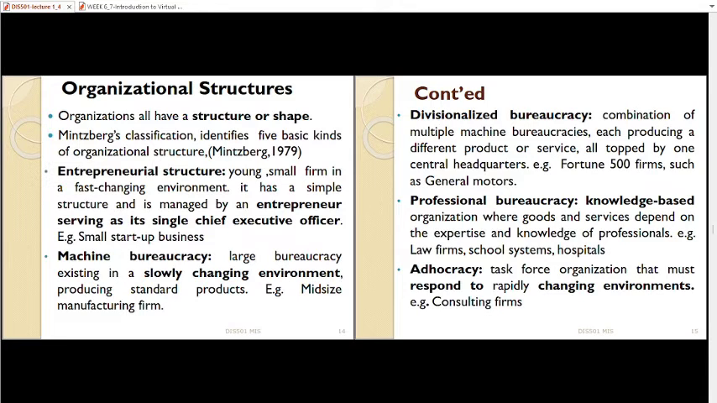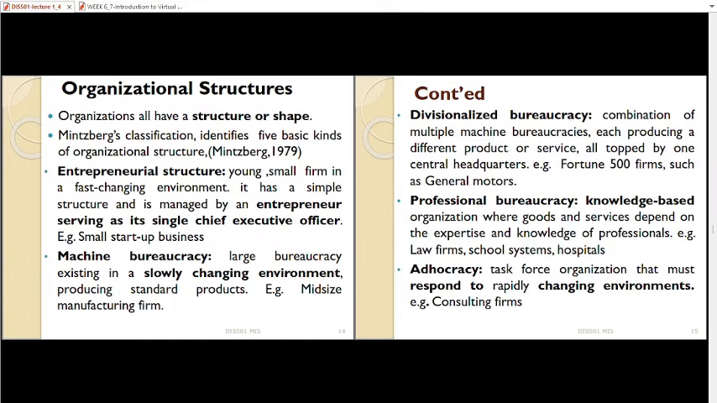How can systems help us, or influence such kind of system to a certain extent? Can we use information systems to influence that? Now, looking at organizations, all have structure and shapes. We have Mintzberg.